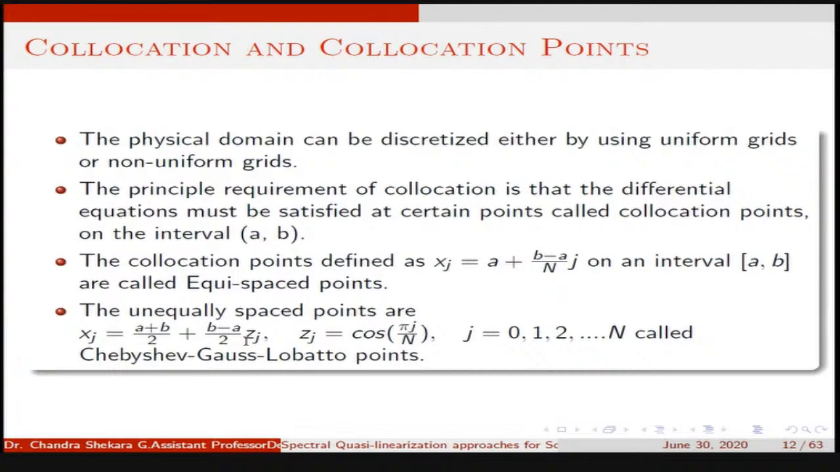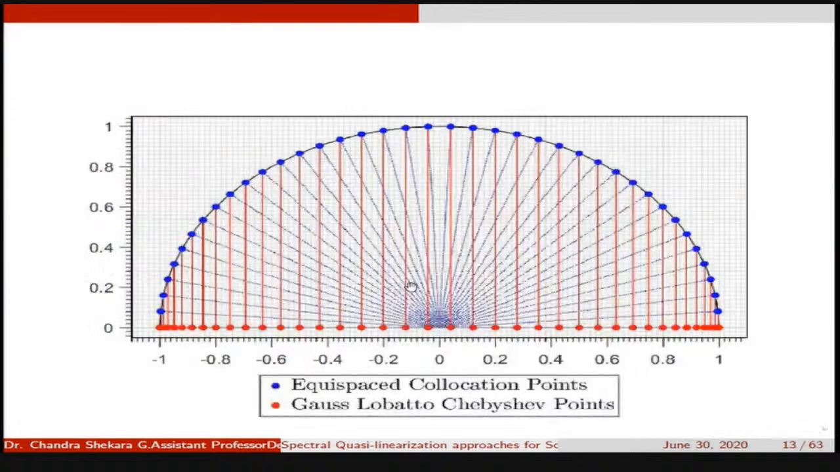But this z is the very important point, and that z is given like this: cos of pi j by n. So this z equal to cos of pi j by n is called the Chebyshev Gauss-Lobatto points, or in short you can call them Gauss-Lobatto points. We use this to discretize any physical domain while solving any differential equation by a collocation method. If we discretize that, we'll get the structure of the unequally spaced grid like this.